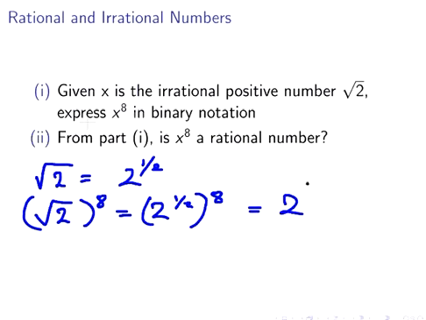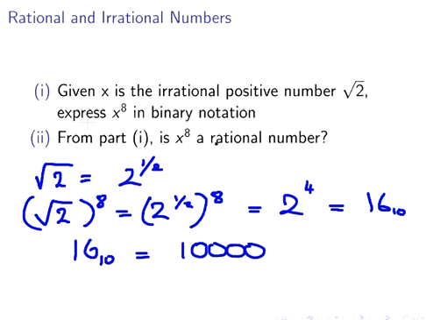That is equal to 2 to the power of 4. So we're multiplying the 1/2 by 8, that gives us 4. So that is equal to 16 as a decimal number. I'm just going to add in the subscript 10 there. 16 in base 10 is written in binary notation as 10000. That's 5 bits there, in binary notation. So that's the answer to the first part.